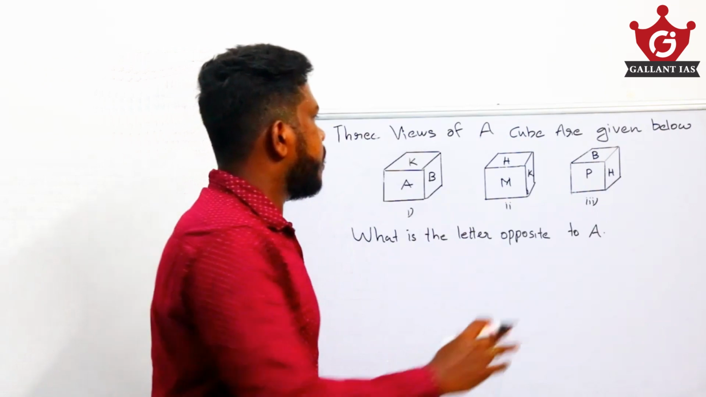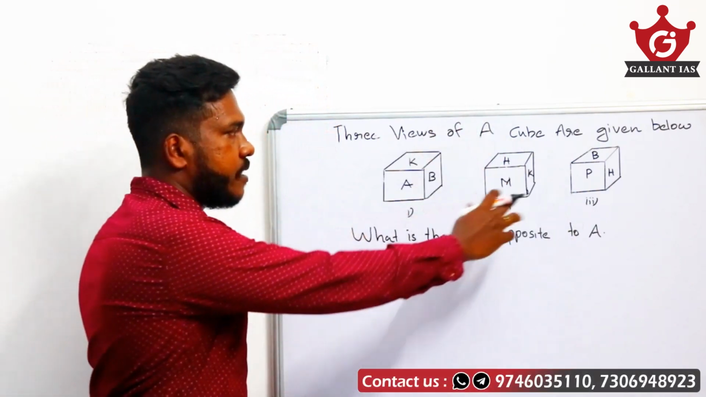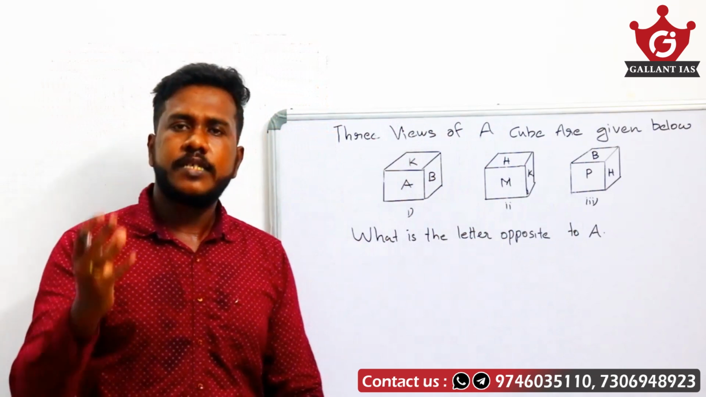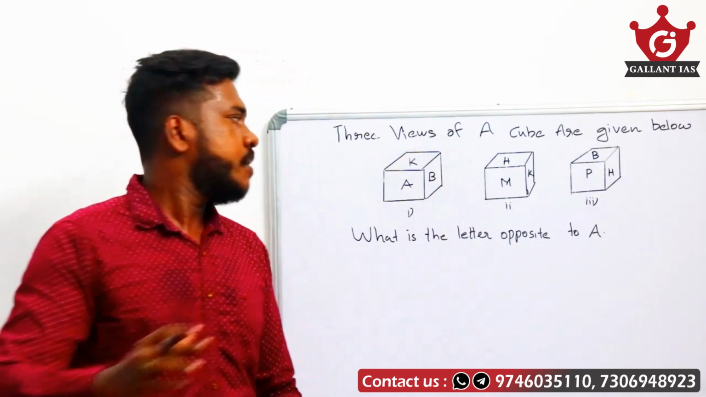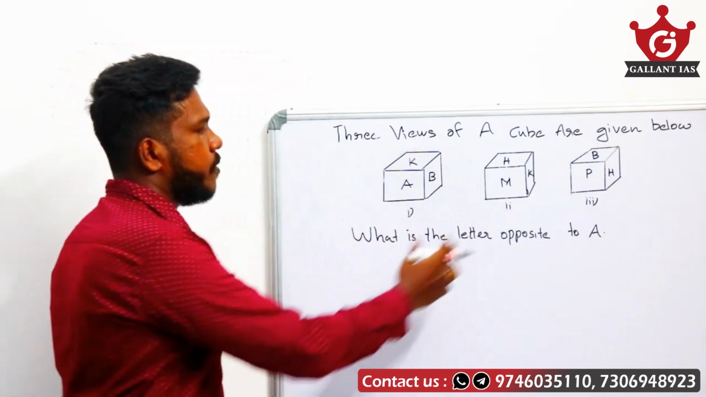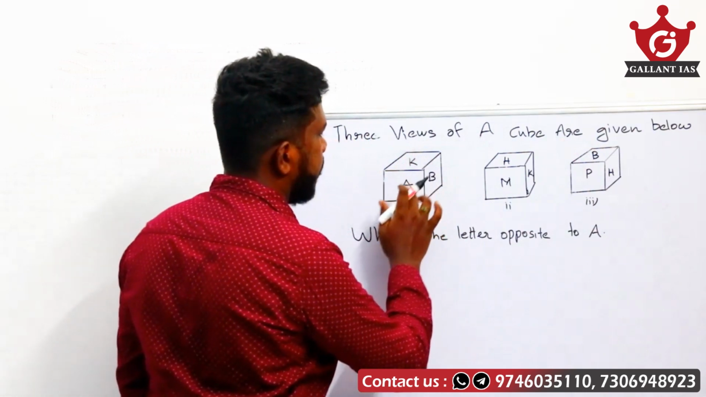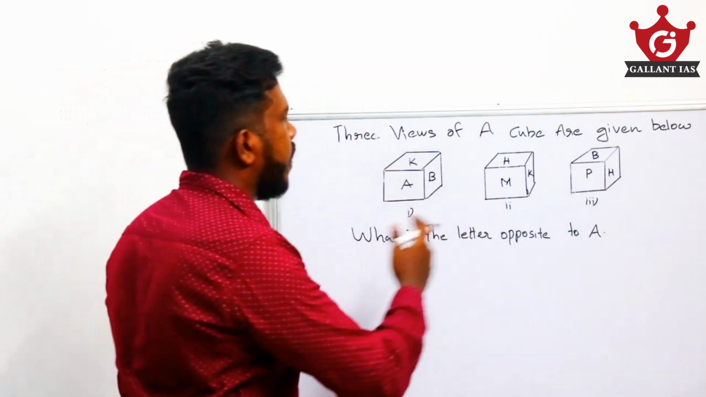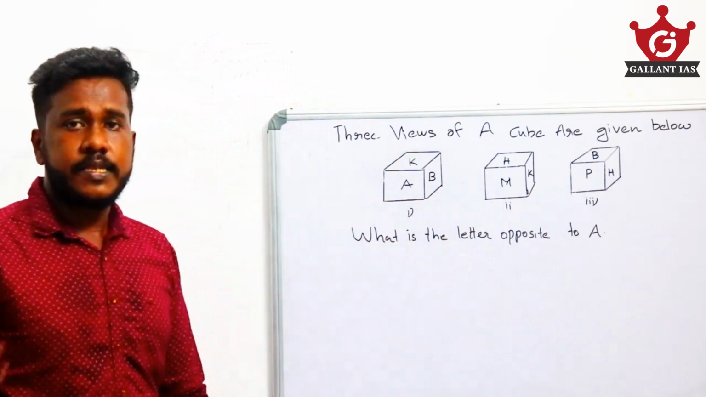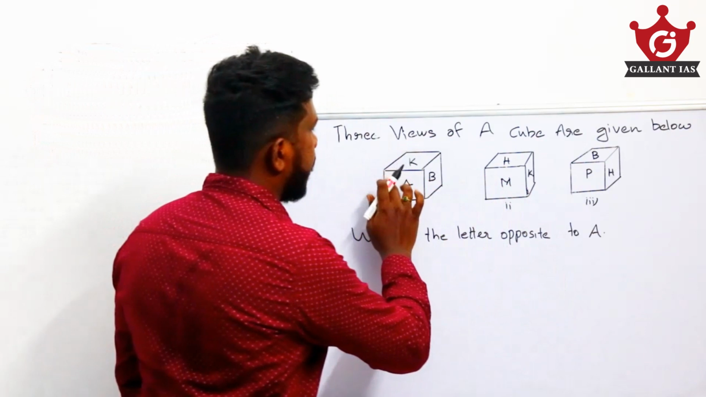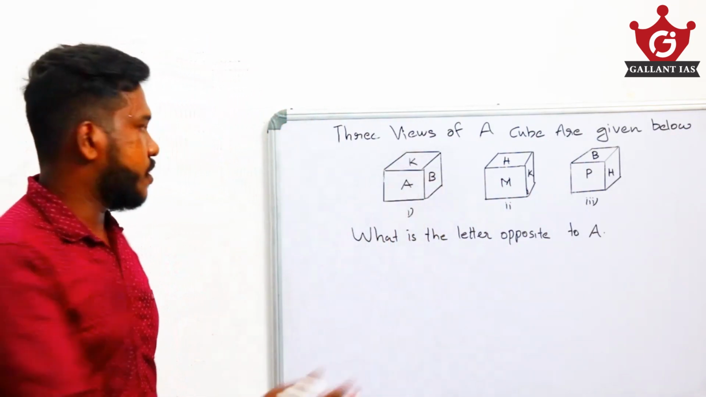Now look here, three views of a cube are given below. That means it's actually a single cube itself, and its three different views are shown here, right? Now they are asking what is the letter opposite to A. So we need to find the value of the face that is opposite to the face containing A. Okay, we need to find the face opposite to this A, right?